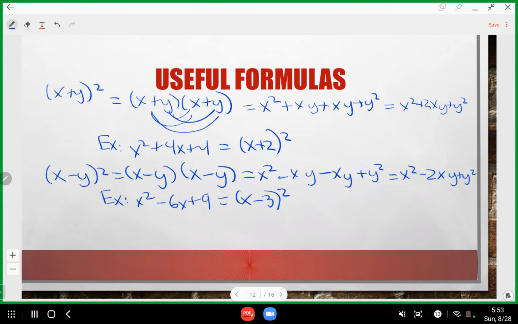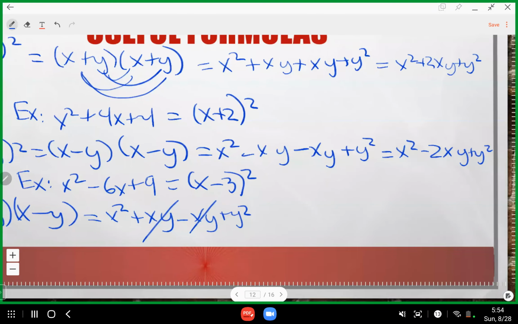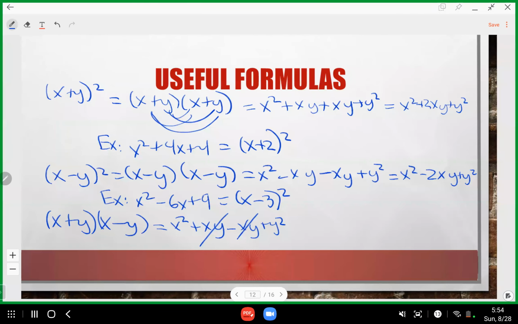Once you start working with these, you'll recognize them more, so don't feel pressure to memorize all of them right now. Okay, so the last one we can do here is x plus y times x minus y. This is called difference of squares. This is really useful. So let's look at what it is. It's x squared minus xy plus xy minus y squared. You can see that xy cancels out, which is really useful. So if you see x plus y and then x minus y, it's just x squared minus y squared.